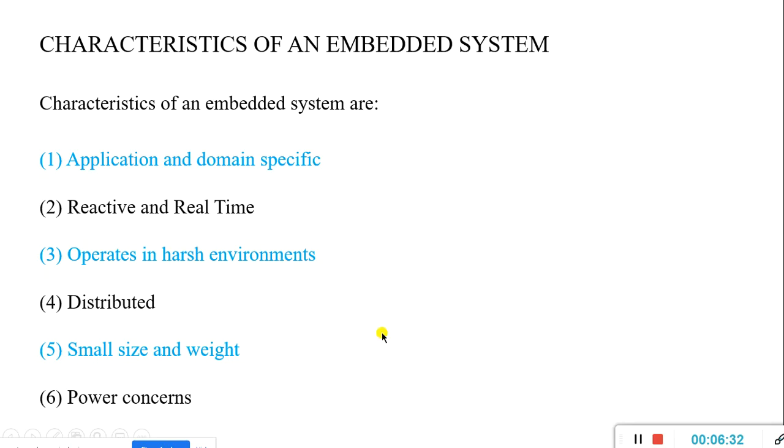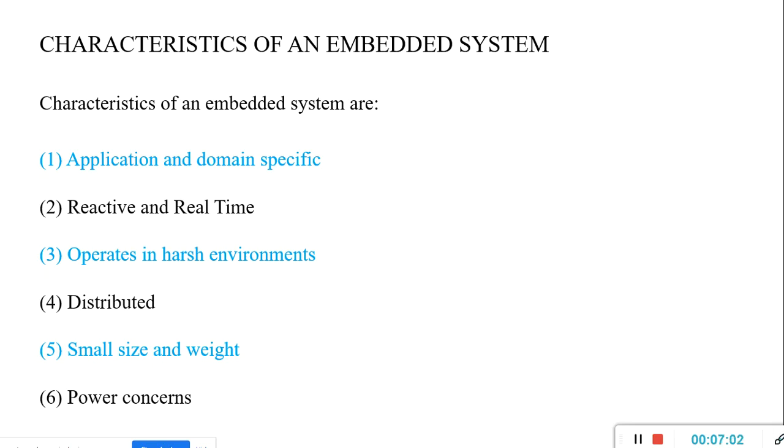Now coming to the characteristics of embedded systems. Unlike general purpose computing systems, embedded systems possess certain specific characteristics. What are those? These are some of the very important characteristics of embedded systems. The first characteristic of embedded systems is that they are application and domain specific.